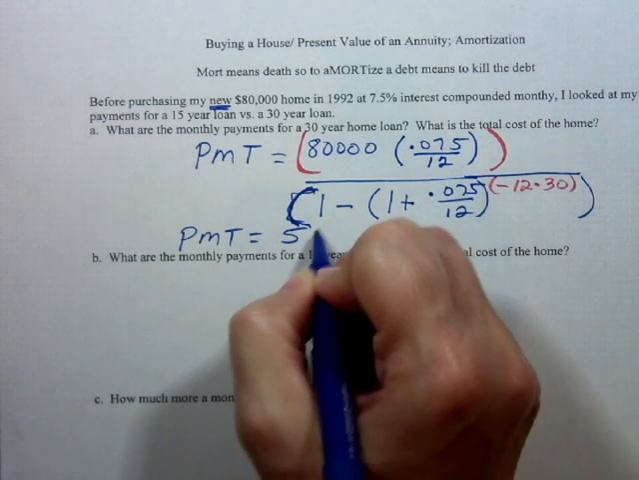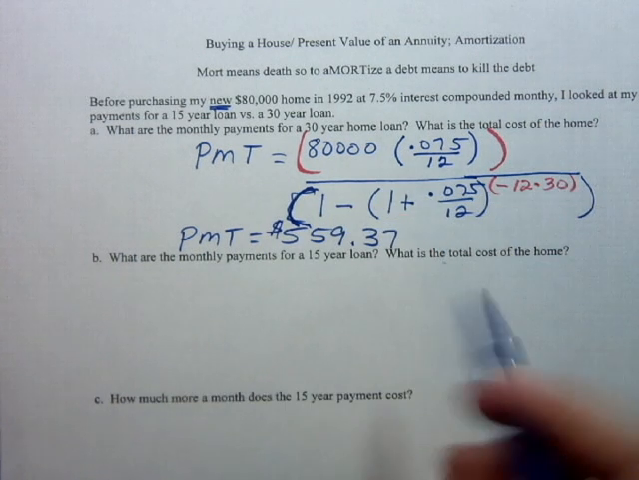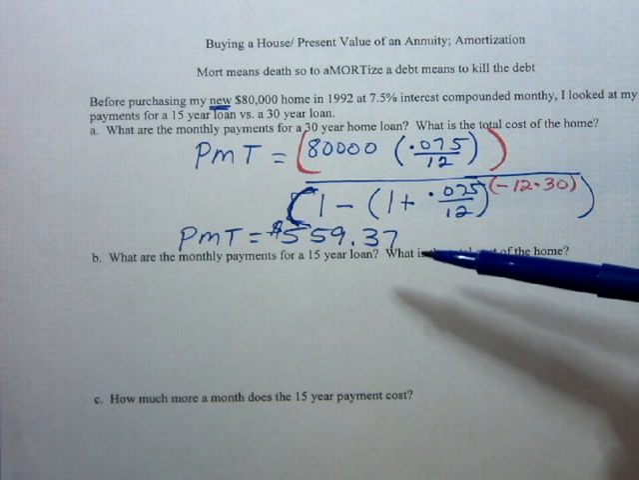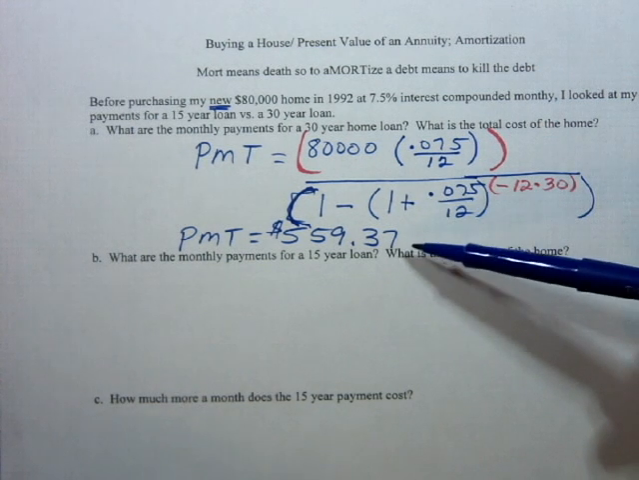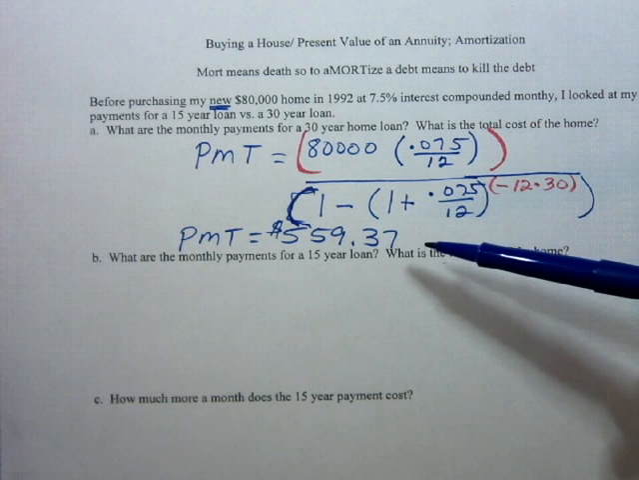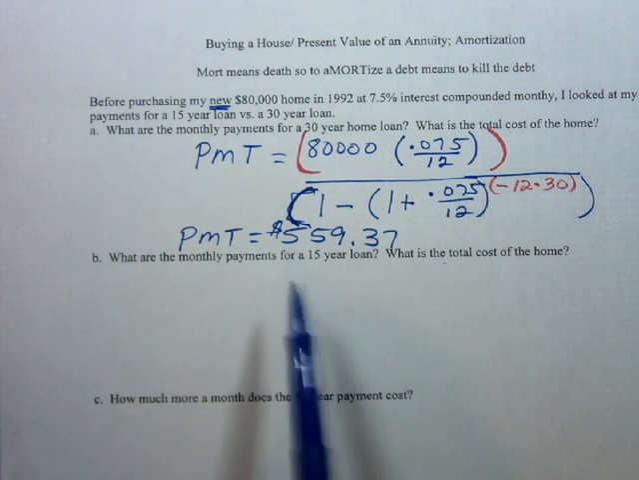Now, when I did that, I got a payment of $559.37. Now that's only you paying the bank for what they're loaning you. That's not going to include your taxes and your insurance, which also go into a house payment usually. But this is my basic house payment, about $560.